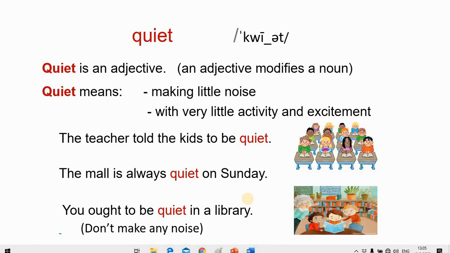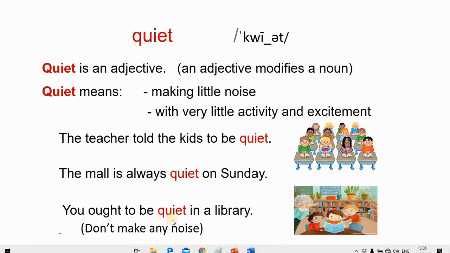Here, we are actually describing the level of activity of the mall. We are not really describing the sound or the noise. We are describing the level of activity. So this sentence means there is little activity, and that means that there are not many customers on Sundays. All right, so the mall is always quiet on Sunday.